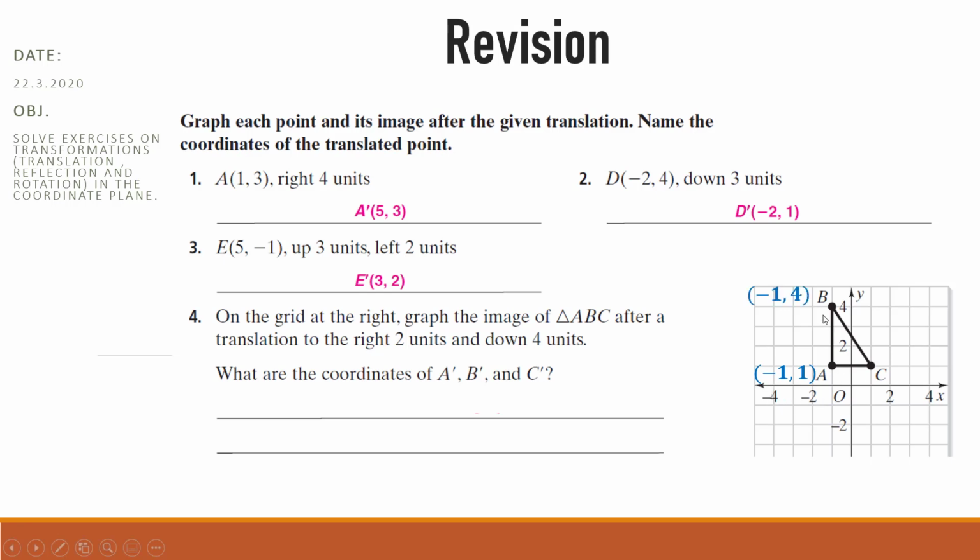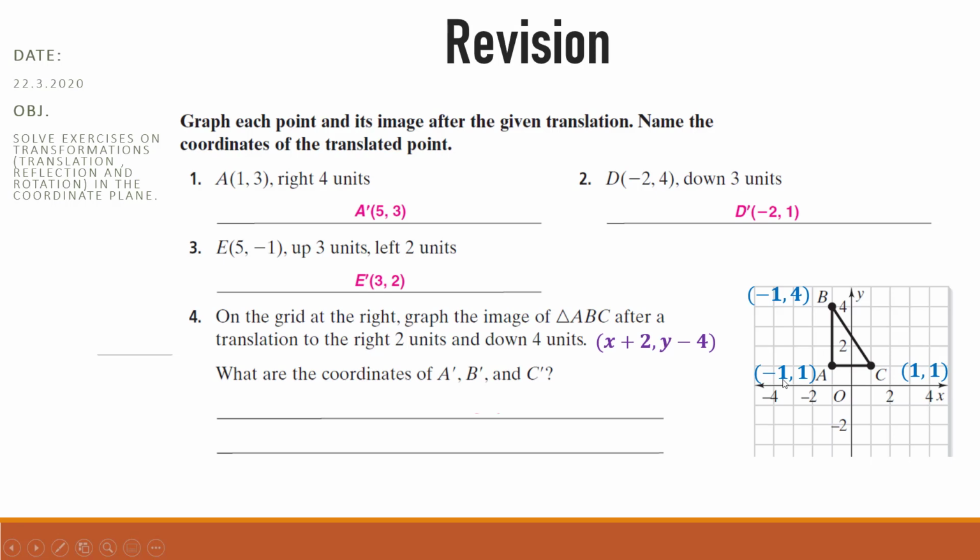B is -1 and 4. C is 1 and 1. So A prime, what are we going to do? We're going to translate to the right 2 units, so add 2 to the X coordinate, and down, so subtract 4 from the Y coordinate. So add 2 to X and subtract 4 from Y for all of these points A, B, and C.